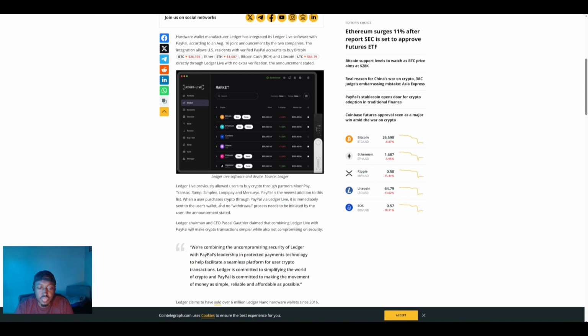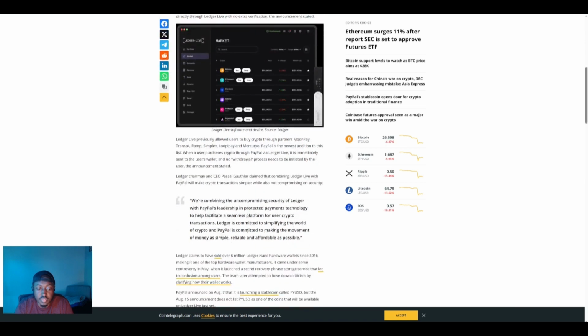When a user purchases crypto through PayPal via Ledger Live, it is immediately sent to the user's wallet, and no withdrawal process needs to be initiated by the user, the announcement stated. Ledger Chairman and CEO Pascal Gauthier claimed that combining Ledger Live with PayPal will make crypto transactions simpler while also not compromising on security.